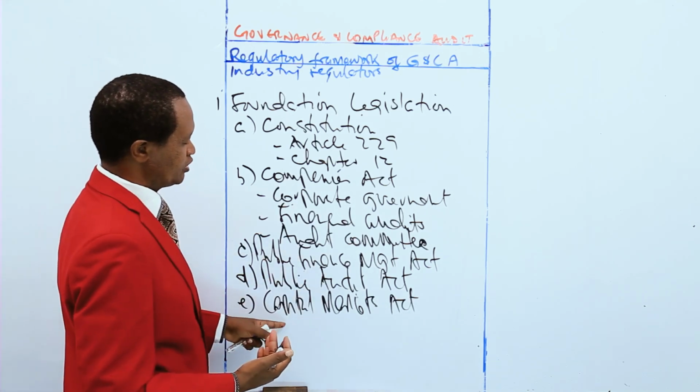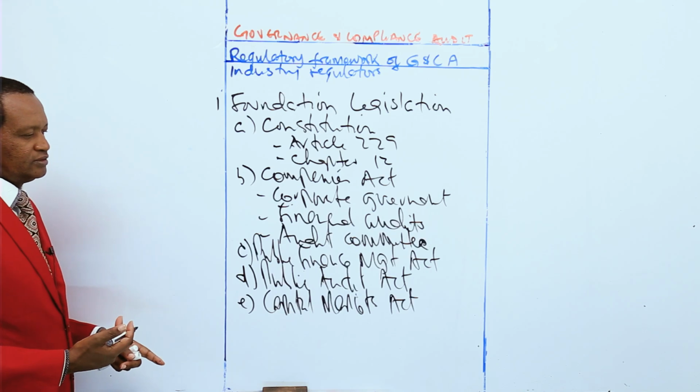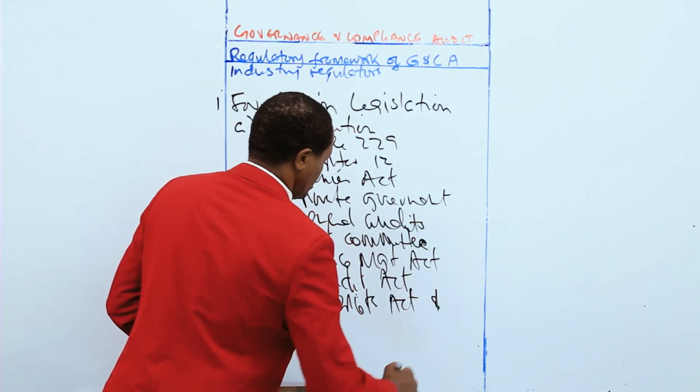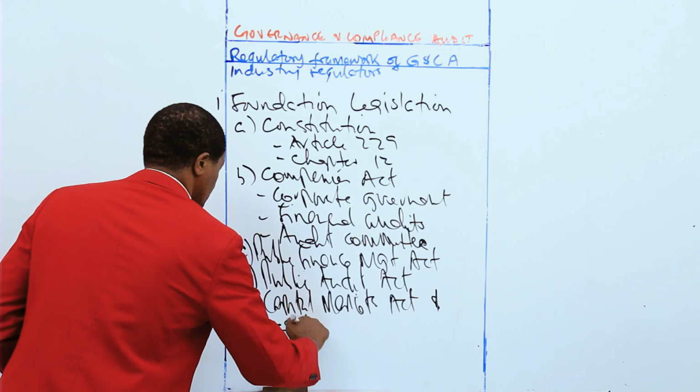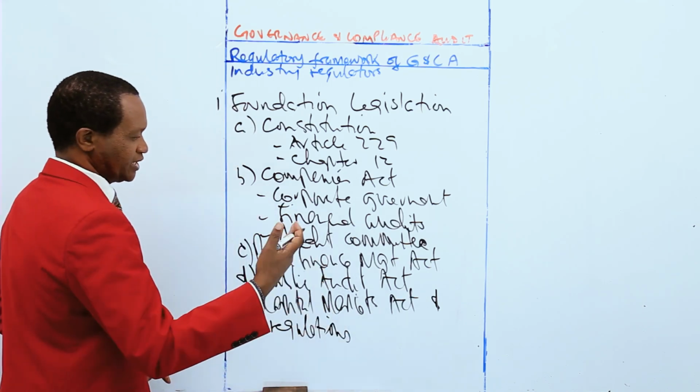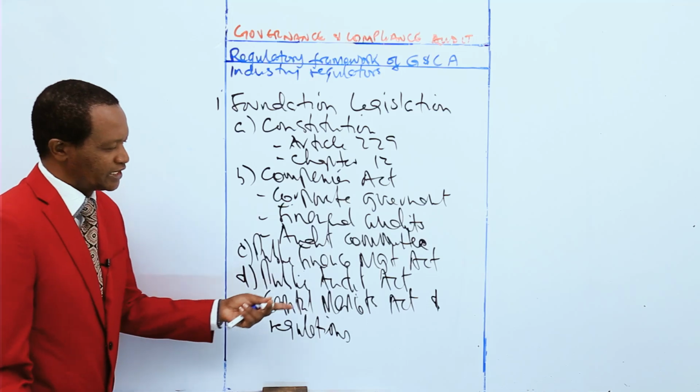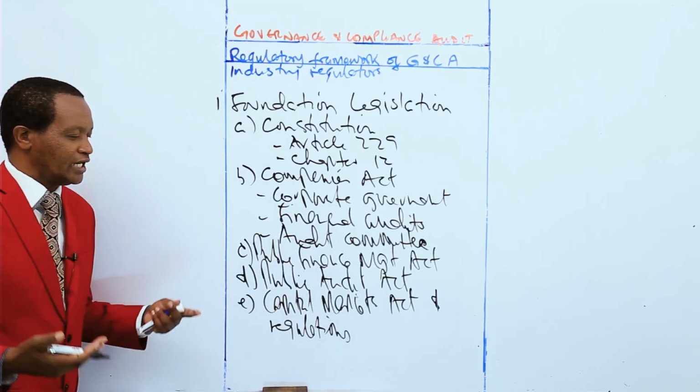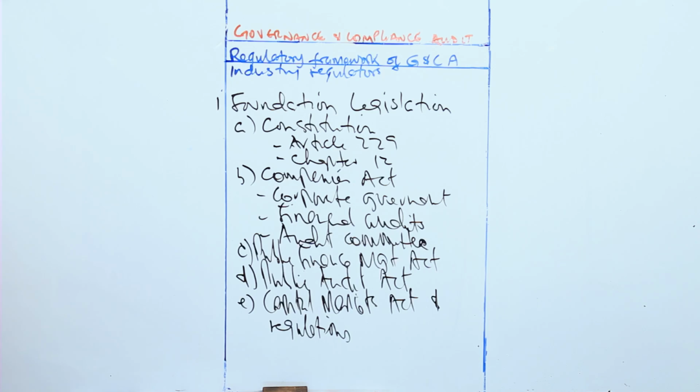The CMA code is based on the CMA Act. So you have the CMA Act, you can even include regulations: the Capital Markets Act and regulations. It is upon this act that the CMA code has been developed. This code is a legally binding framework for listed companies and licensed intermediaries, mandating annual governance audits by the Institute of Certified Secretaries, accredited professionals, and independent legal and compliance audits.